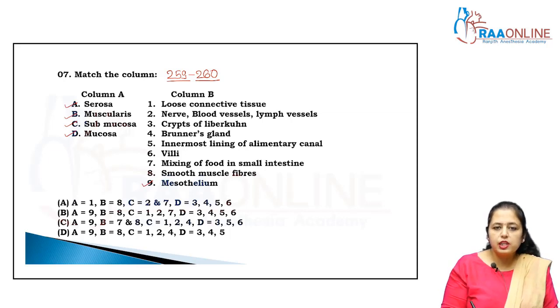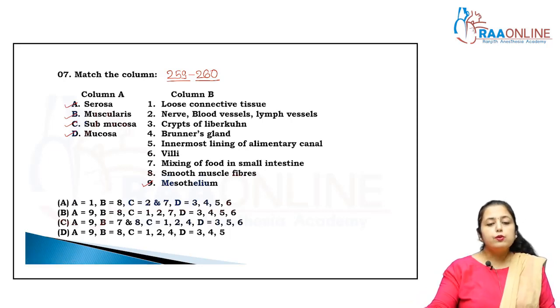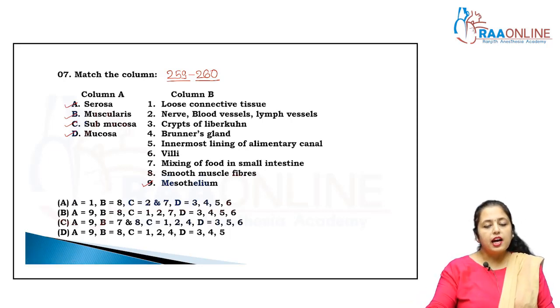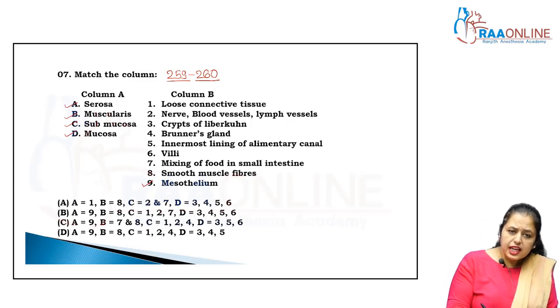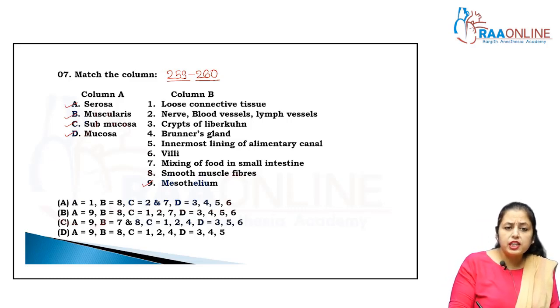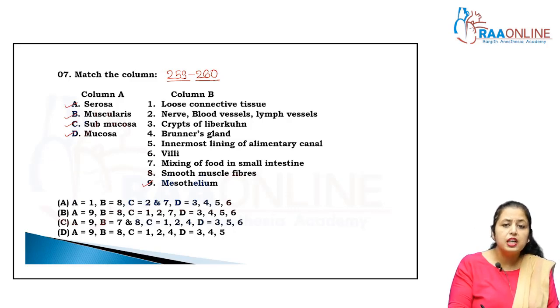Serosa, that is mesothelium. Now in NCERT it is mentioned that serosa is the outermost layer and it is made up of the mesothelium, that is the epithelium of the visceral organs with some connective tissues, right? So that's why the answer is the mesothelium. The muscularis layer is made up of longitudinal and circular muscle fibers, right?